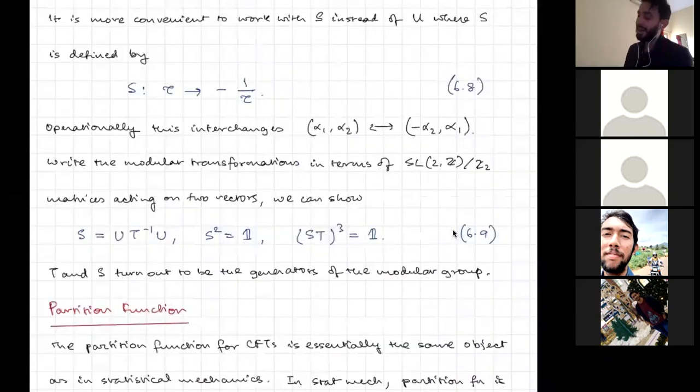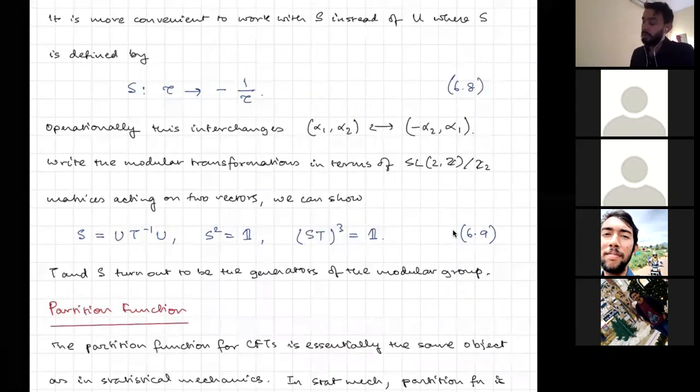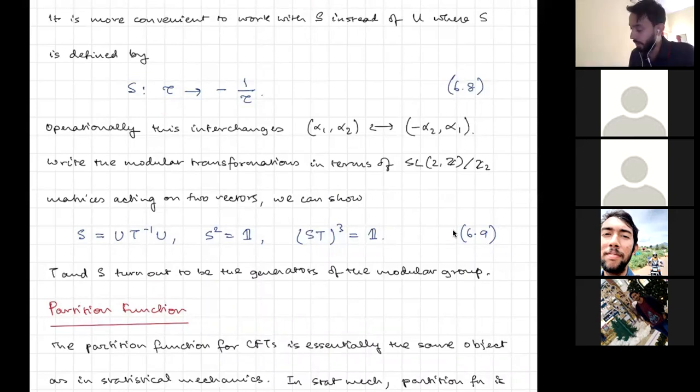Now it's actually more convenient to work with S, and S is tau goes to minus 1 over tau. Operationally, this just exchanges alpha 1, alpha 2 with minus alpha 2, alpha 1. So this again is a particular form of the SL2Z transformations that you have.